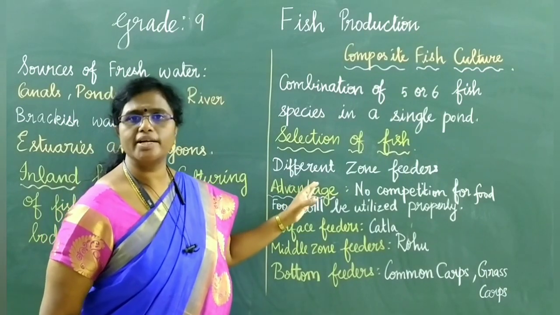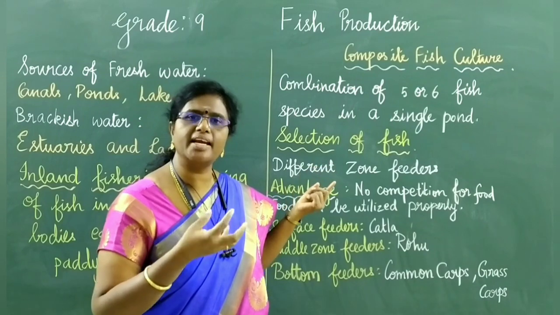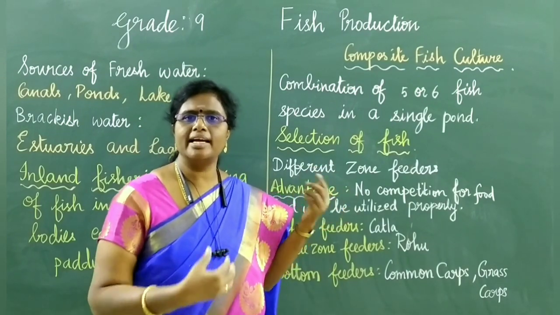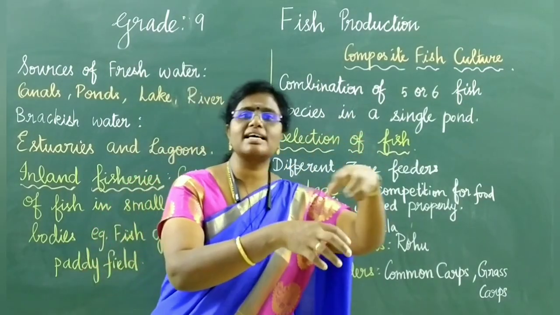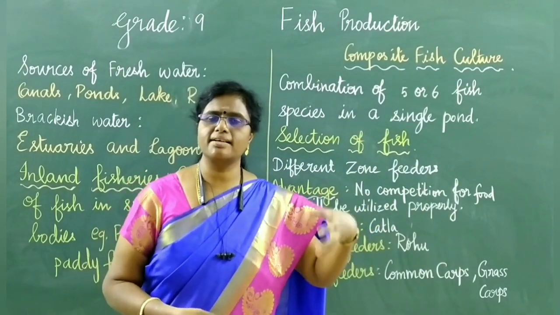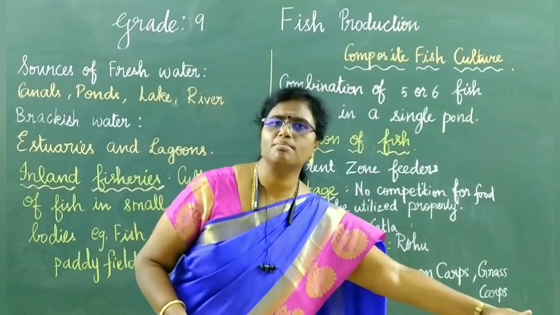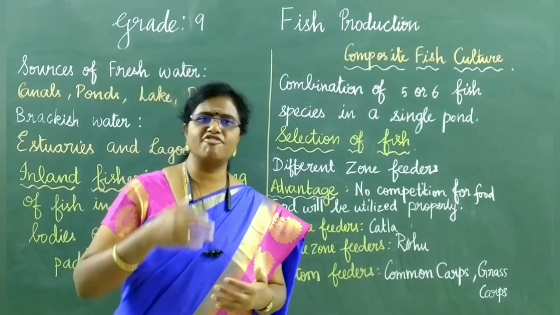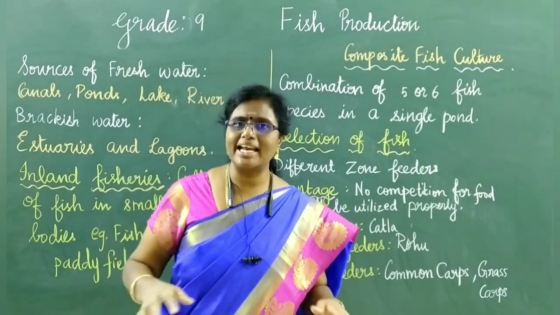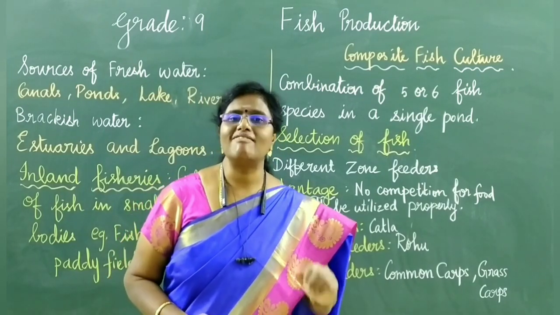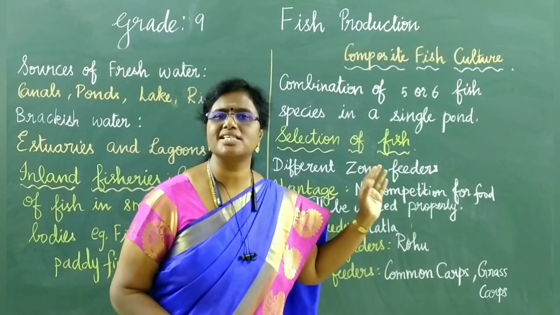Actually, we have to see two criteria. The fish should obtain the feed, it should take its feed in a different manner. That means some fishes should take food from the surface area. Some fish will take the food from the middle zone area. And some fishes will take the food from the bottom zone area. So automatically the fish feed will not be wasted. There will not be any wastage of food. Food availability will be there. So this is the advantage for selecting the fish in such a way.